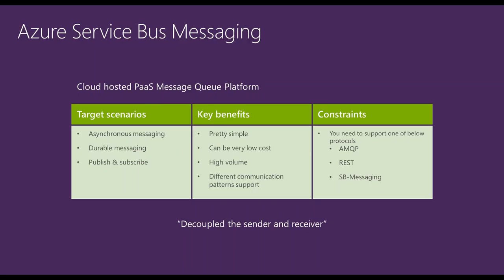So the target scenarios for Service Bus messaging are firstly asynchronous messaging, durable messaging, and publish subscribe. They're probably the three key ones. The key benefits are that, again, it's very simple to set up, it's pretty low cost, and you can do high volume as well, but you need to be able to support one of the protocols. So if you're in the AMQP space or the REST space, then you can talk to a service bus queue or topic. There's also the SB messaging assembly, a Microsoft internal protocol that they use.